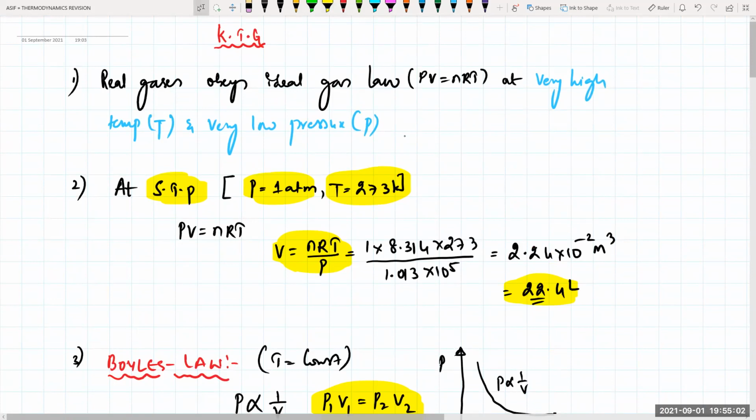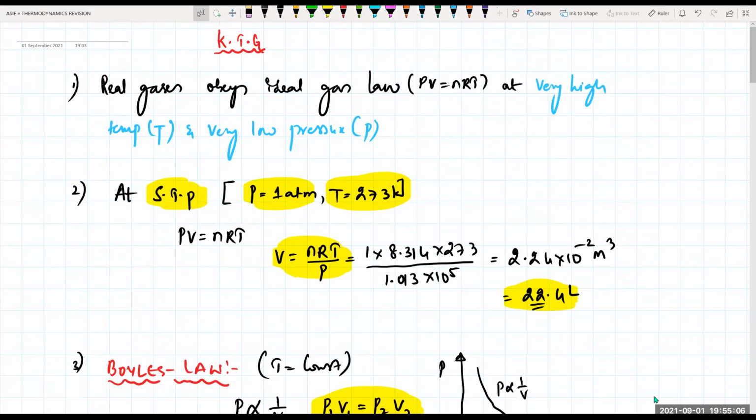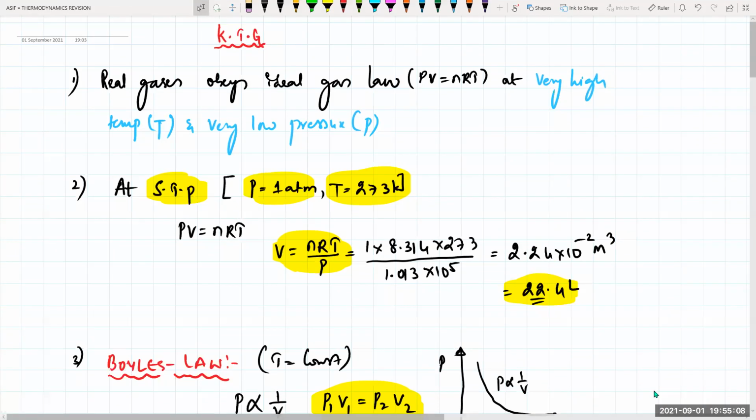And tomorrow randomly we'll try to do questions on KTG as well as thermodynamics, and revise thermal properties of matter. We'll also start doing problems related to that topic. Okay? Is it clear?